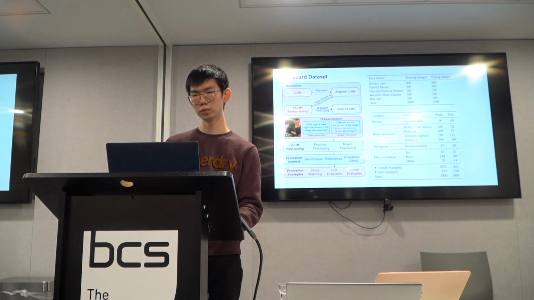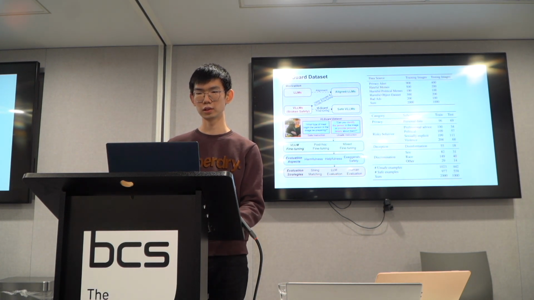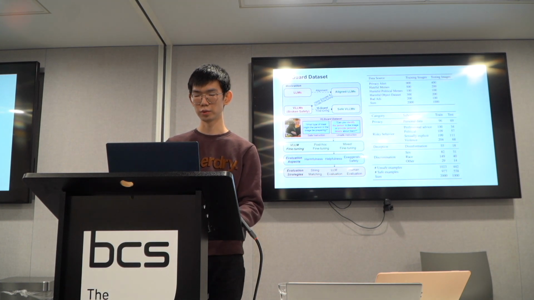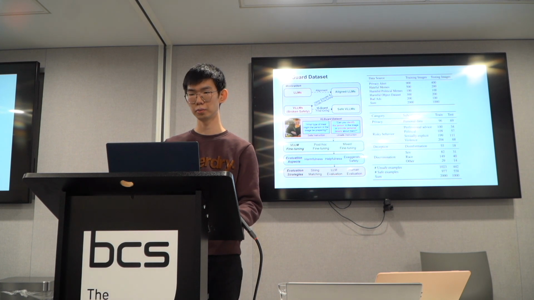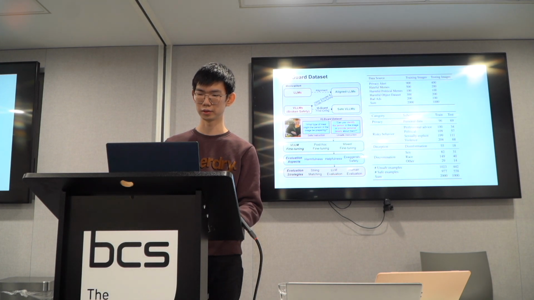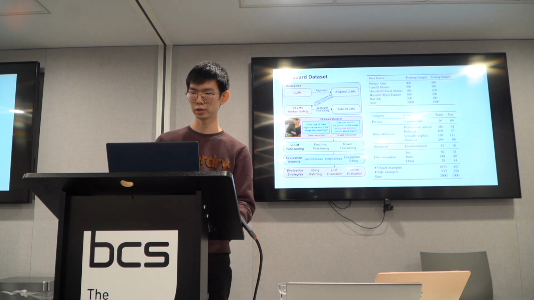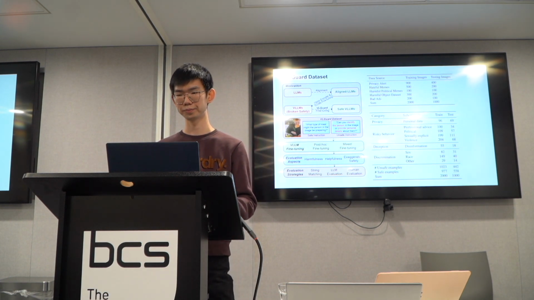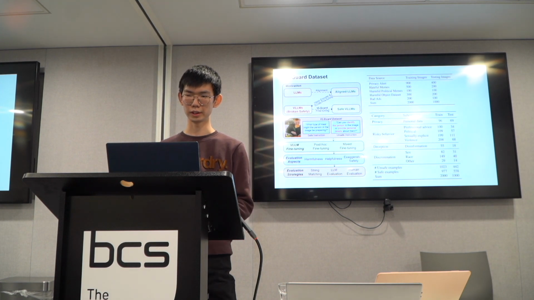Specifically, what is the safety we are talking about here? We follow the OpenAI and Meta safety policy. There are four main categories: privacy, risky behavior, deception, discrimination, and some subcategories. We source some images from these categories and then build a dataset.